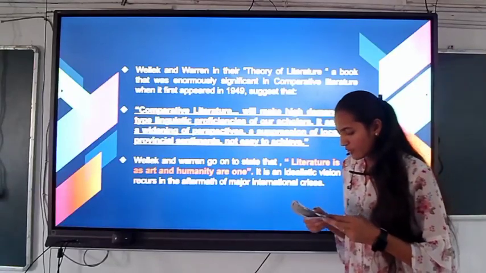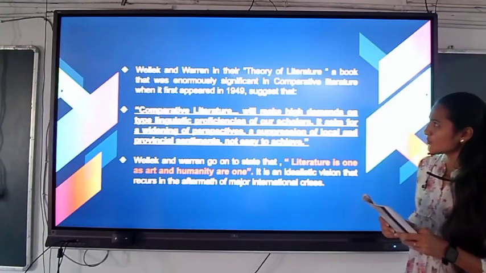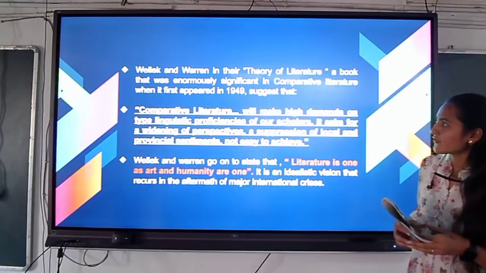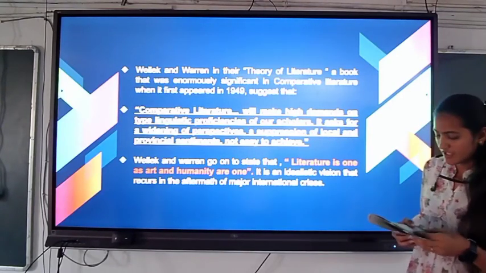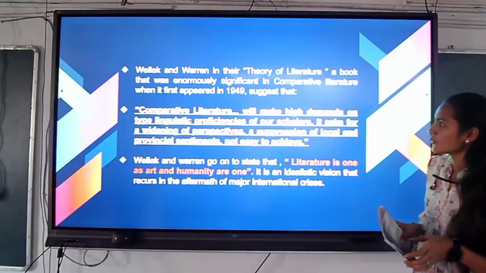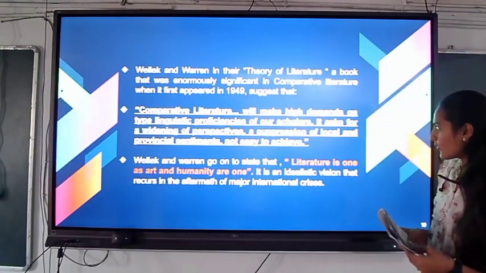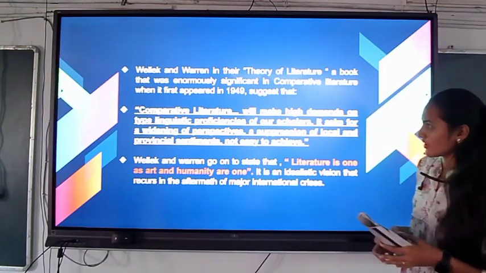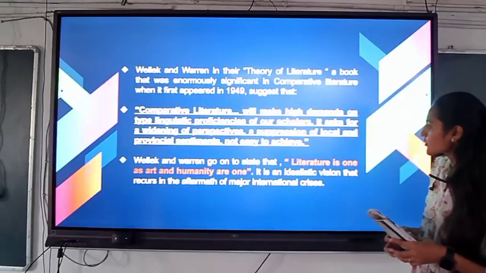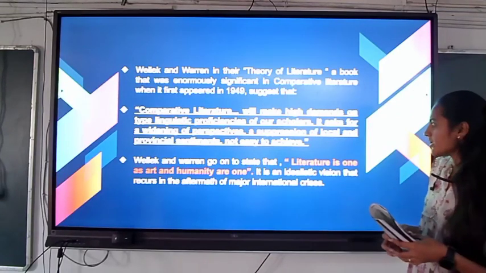Wellek and Warren say that Theory of Literature, a book immorally significant in comparative literature when it first appeared in 1949, suggests that comparative literature will make high demands on the linguistic proficiencies of our scholar. It asks for a widening of perspectives, a suppression of local and provincial sentiments, not easy to achieve.